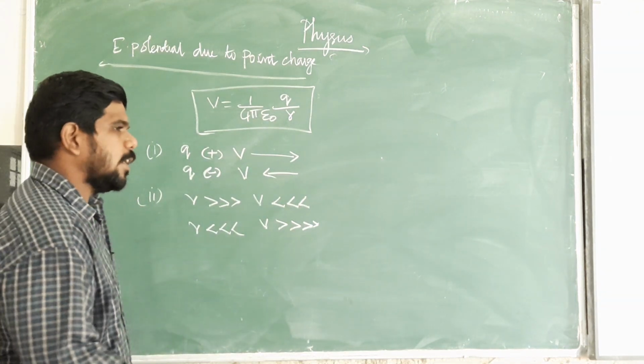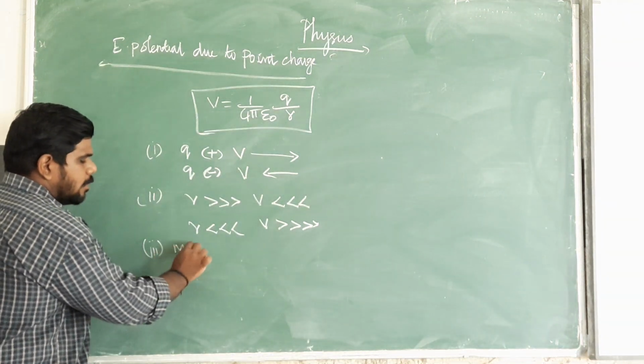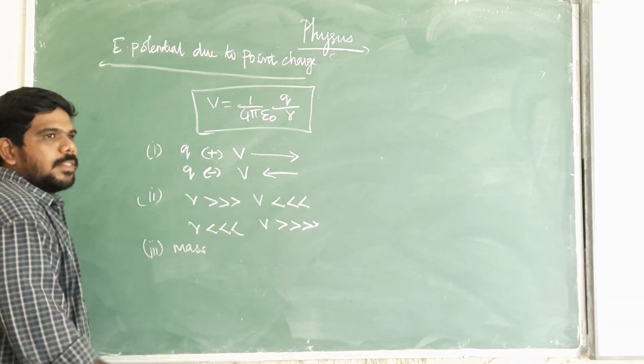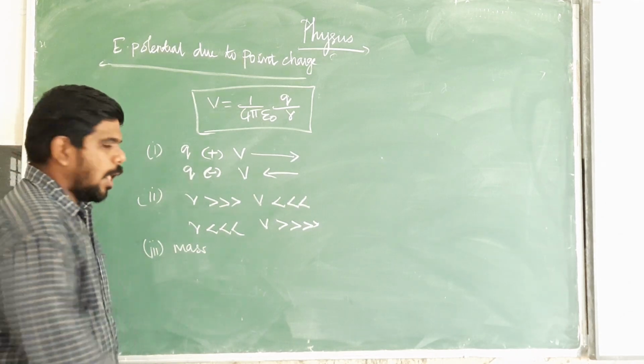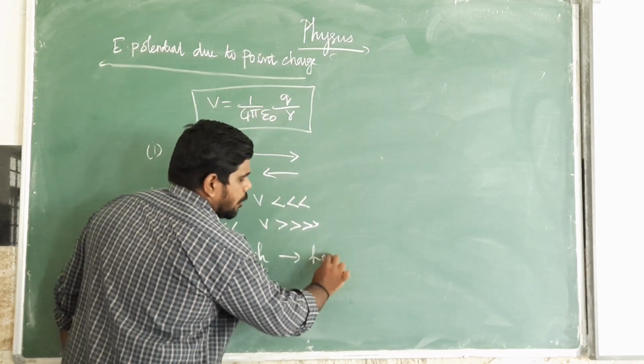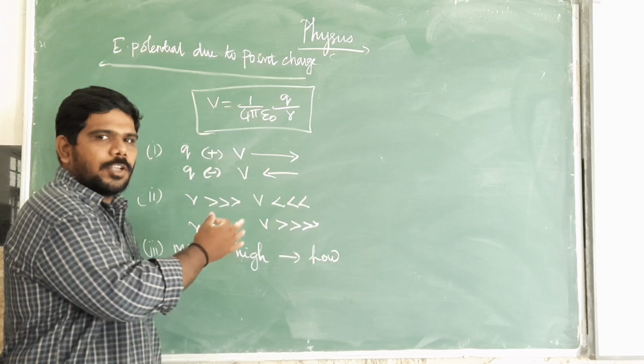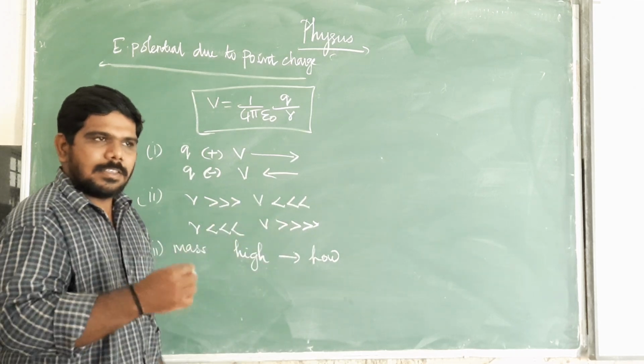Then we know similarly for masses and the potential. The masses always move from high gravitational potential to low gravitational potential, isn't it?